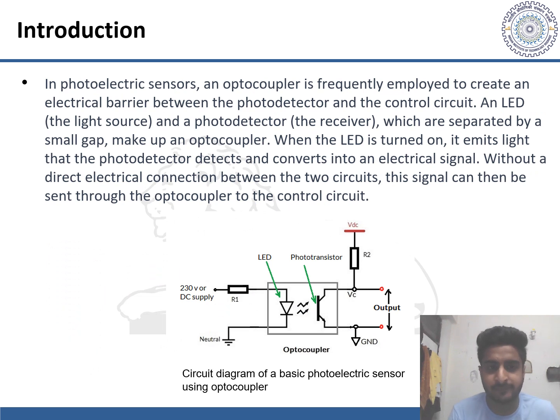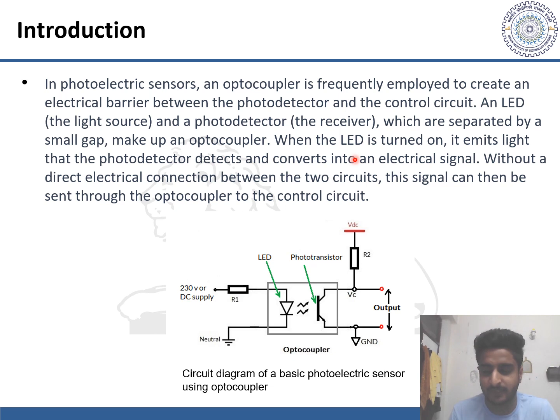In photoelectric sensors, an optocoupler is employed to create an electrical barrier between the detector and the control circuit. There's an LED which acts as a light source and a photodetector which acts as a receiver, separated by a small gap, and this makes up the optocoupler. As we saw in the first slide, there's an emitting section and a detecting section. The LED is the emitting section and the photodetector is the detecting section. When the LED is turned on, it emits light that the photodetector detects and converts into an electrical signal.